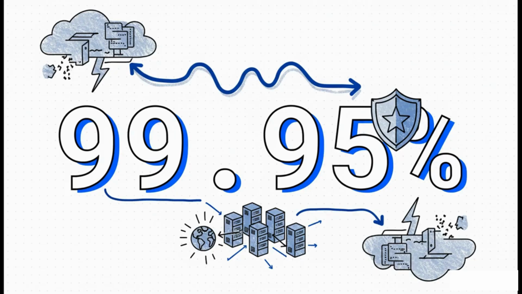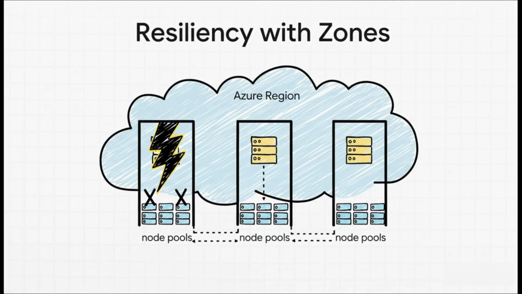Now, just scaling up and down isn't enough for true reliability. If you want to hit that 99.95% uptime SLA, and that's the one that Microsoft actually puts money behind, you have to design for the worst-case scenario. And I mean a really bad day, like an entire data center going offline. And here's exactly how we do that.